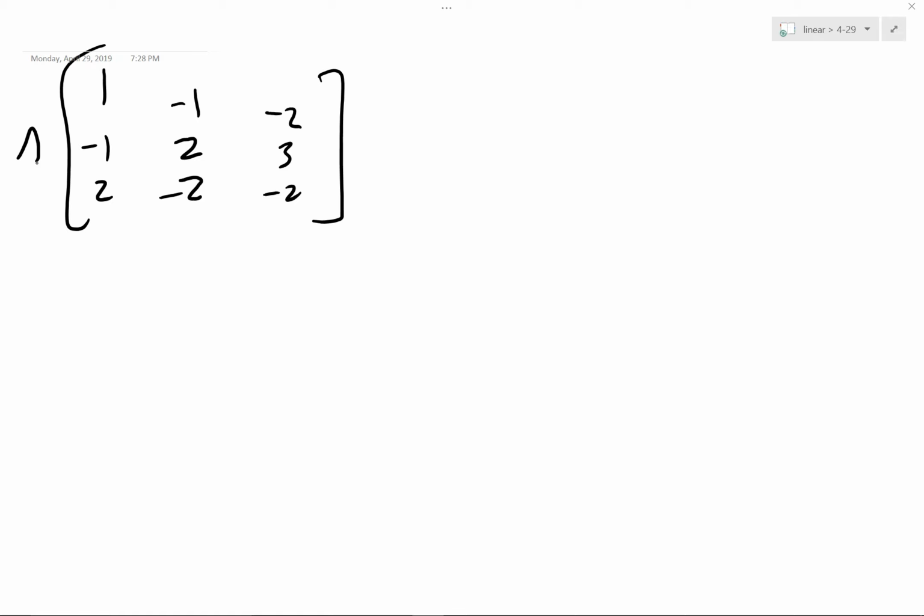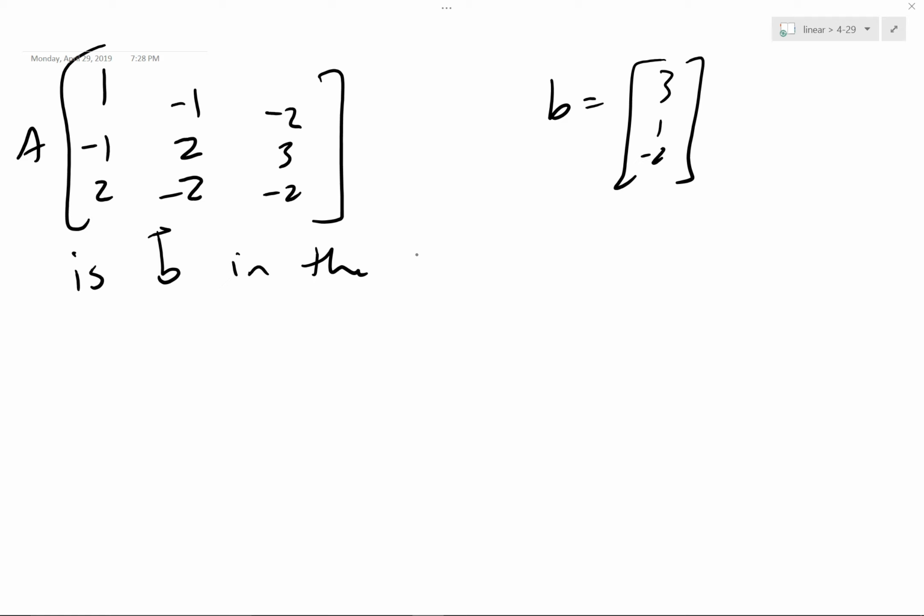Okay, here's a matrix A. And then here is a vector 3, 1, negative 2. And the question is, is vector B in the column space of A? Okay, that's the question. Well, here's the deal.